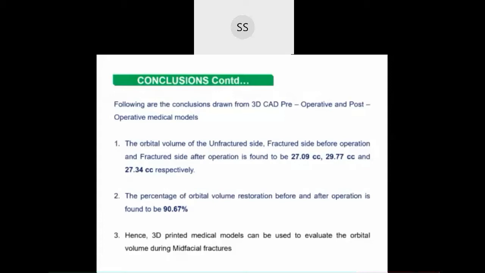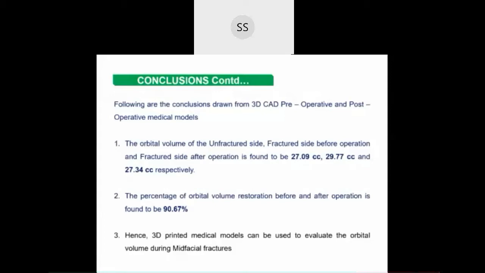Like this, we have done it for 20 cases too, so that we can generate a procedure. We can tell the doctor the best way he can improve the operation performance, so that this restoration can be improved further to 95, 96, so that it will be almost normal like the original one.